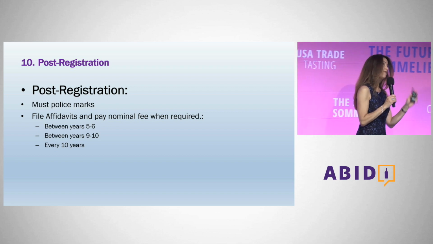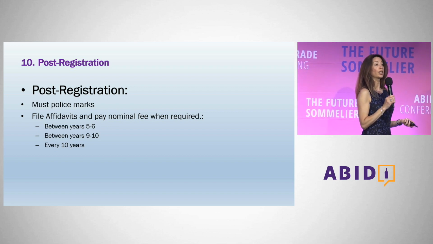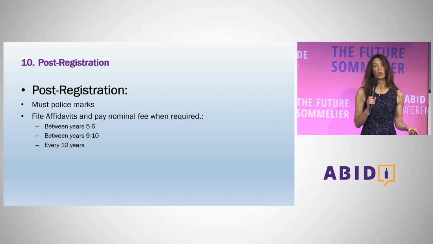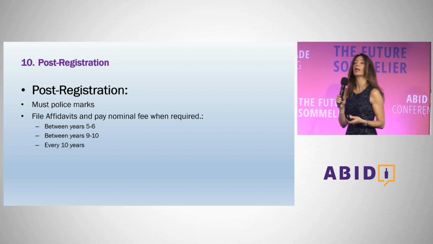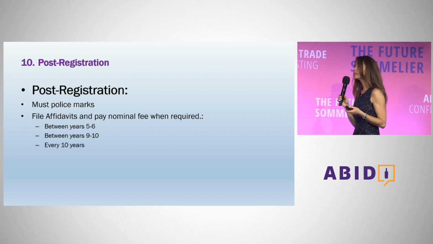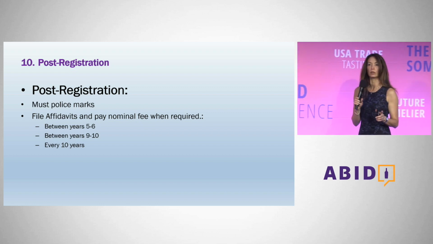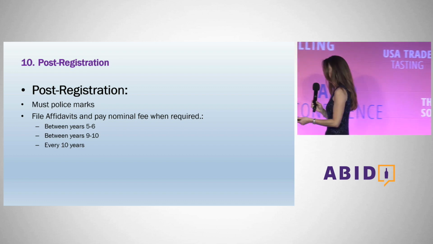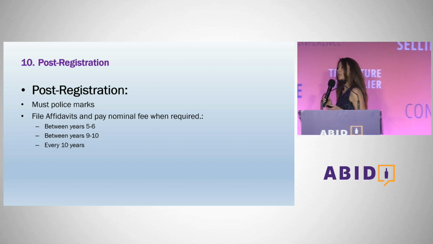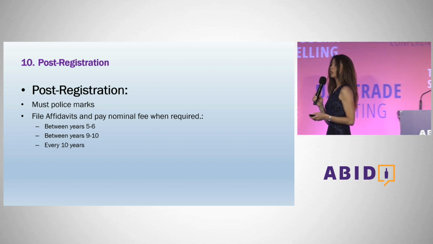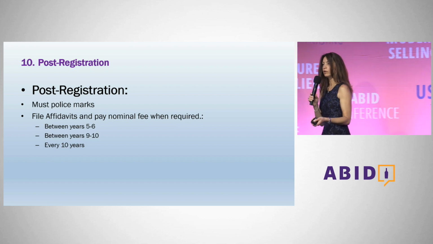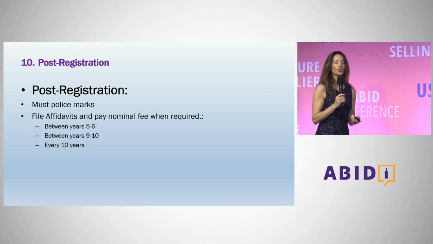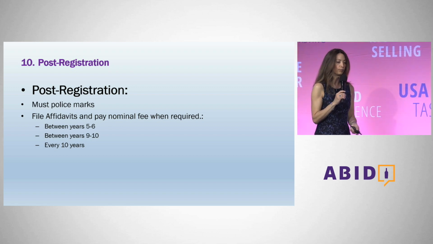So between the 5th and 6th year after you get your registration, you have to file an affidavit stating that you have been continually using the mark in commerce, and you pay a nominal fee. If there's some excusable reason why you haven't been using it continuously, then you would file that with the office. After that, at year 10, again, file another affidavit that you're using it, another nominal fee, and thereafter, every 10 years, you file the same thing.